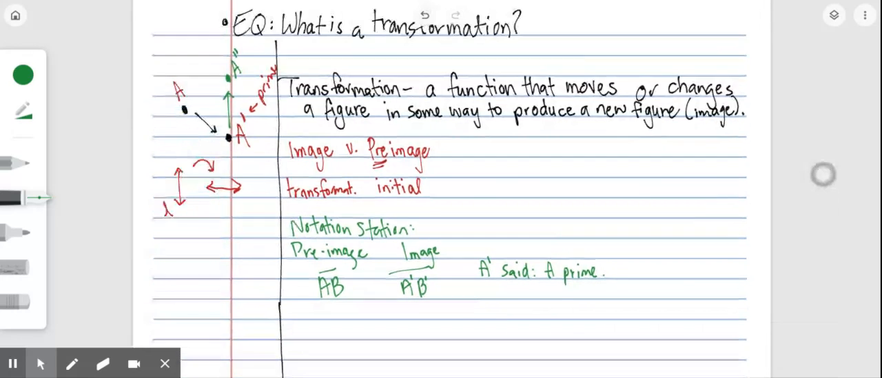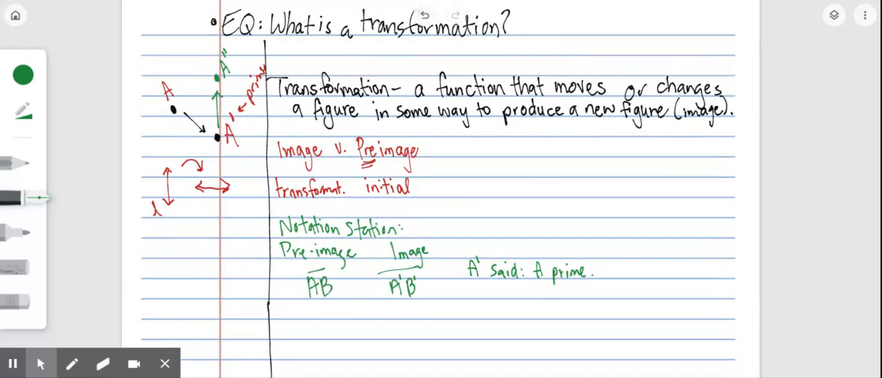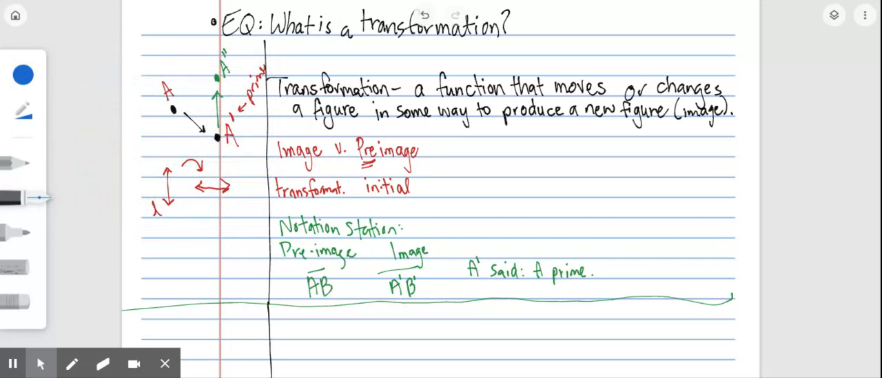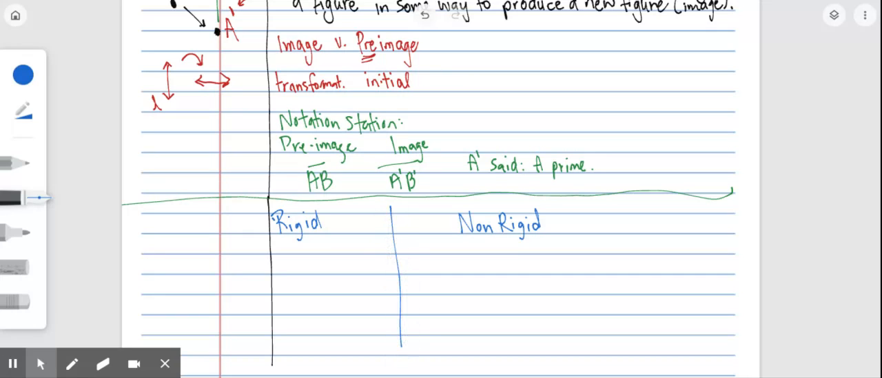Okay, all right, so those are just some basic information about transformations. Super important to know. All right, there are four main transformations. We have translations, rotations, reflections, and dilations. And those transformations can be sorted into two categories. Either they are called rigid transformations or non-rigid transformations.